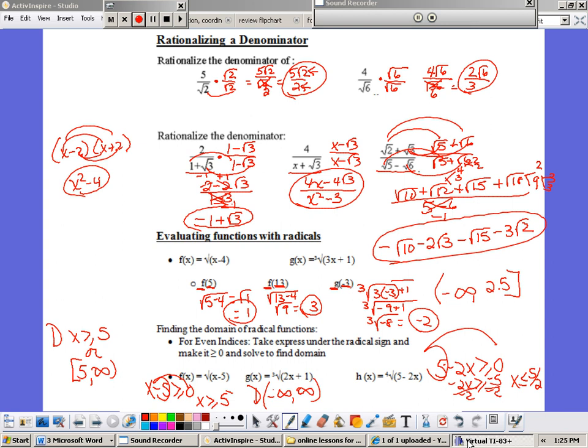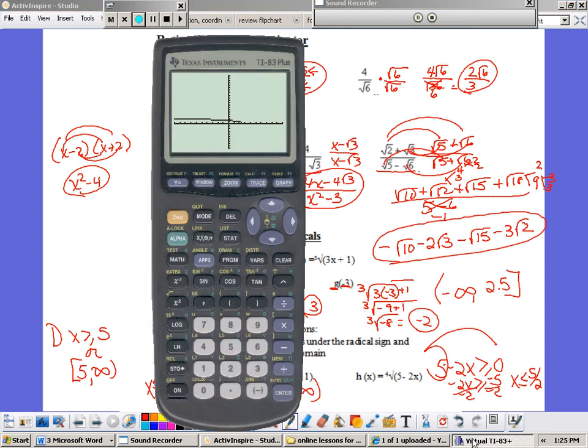And if you look at my graph, it goes from negative 2/2 to negative infinity. So there's only a domain restriction on even indexes. On odd indexes, there's no domain restriction. It's negative infinity to infinity.